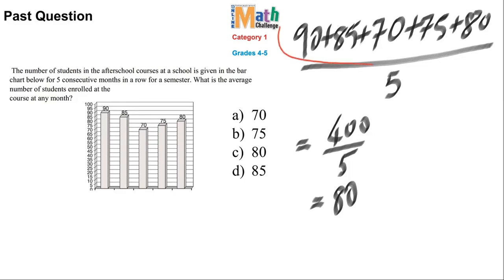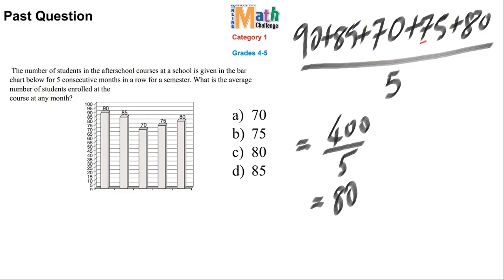So average means we add all the data and divide by number of months, since it's asked the average per month or for any month. So the data is already given at the top to make it easier. So we need to add and divide by 5. So while adding, we can do one by one, or we can try to find some easy way. For example, we can add these two first because both of them has 5, 5.